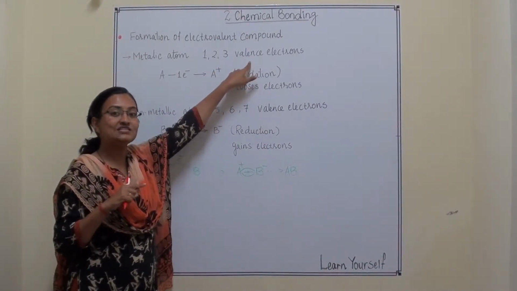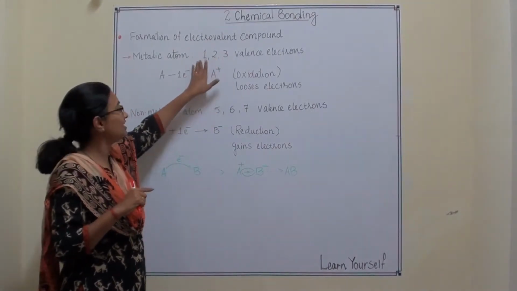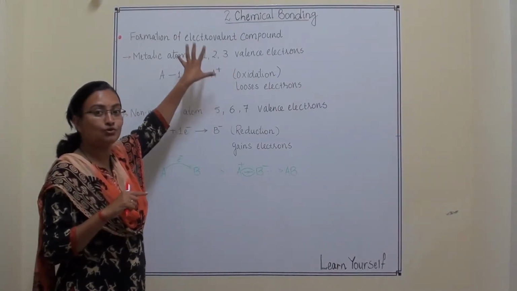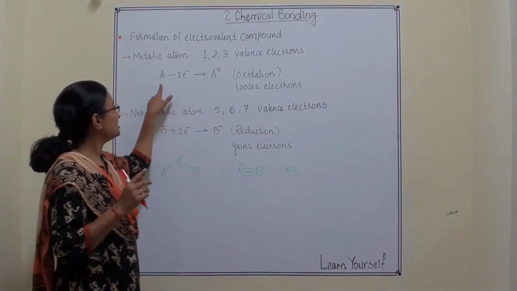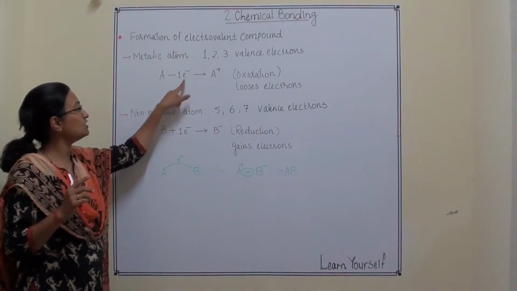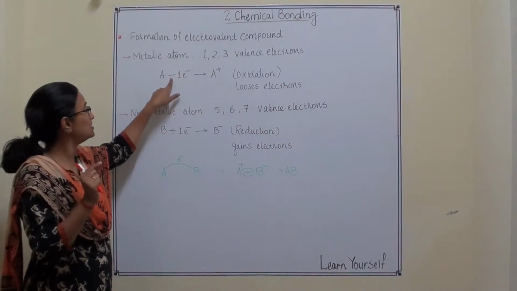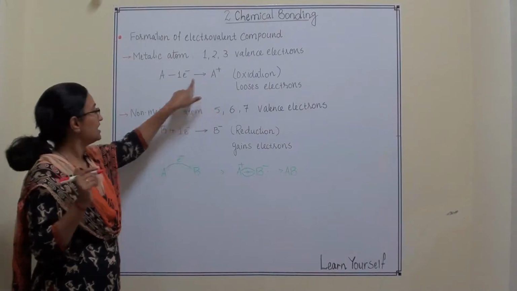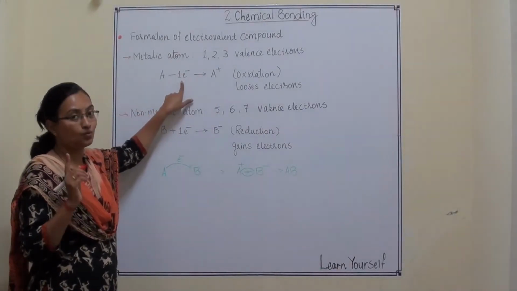So to stabilize its octet, they will lose all these electrons, either 1 or 2 or 3. However many electrons they lose, that many positive charges they will gain. If it is losing 1 electron, for example, A is a metallic atom losing 1 electron, that's why we have kept a minus sign here. It is gaining 1 positive charge via losing 1 electron.